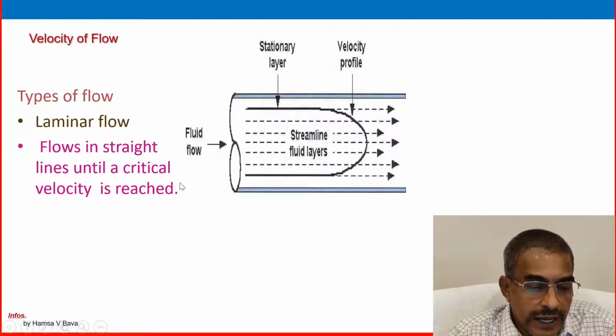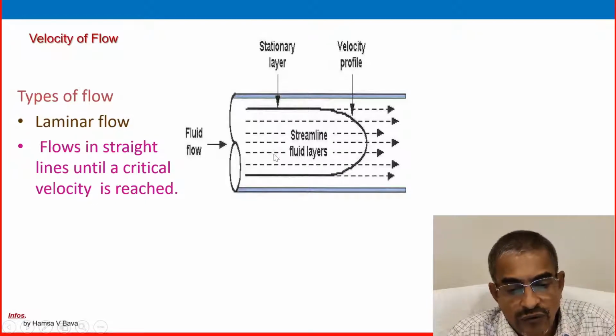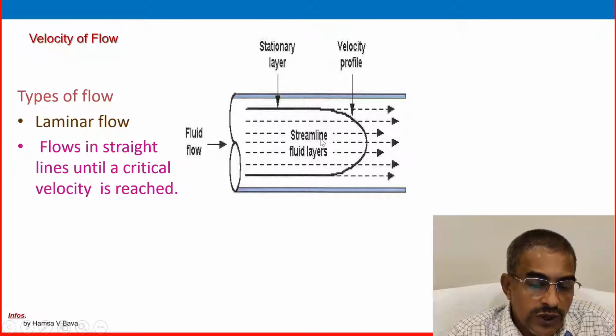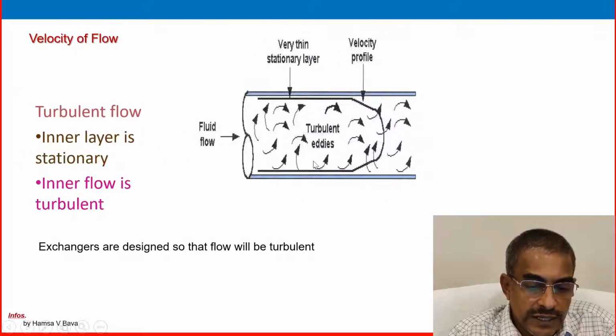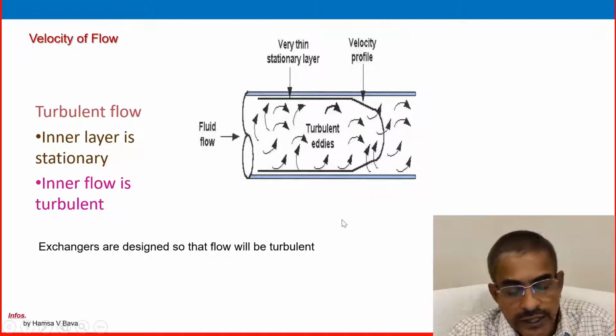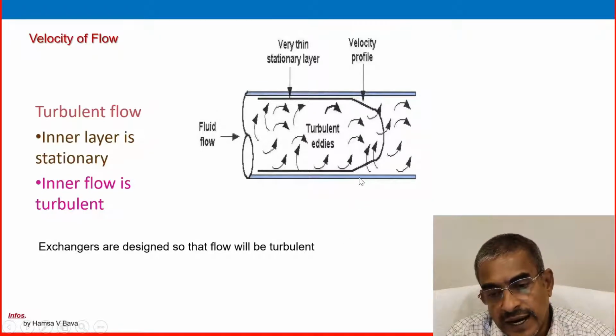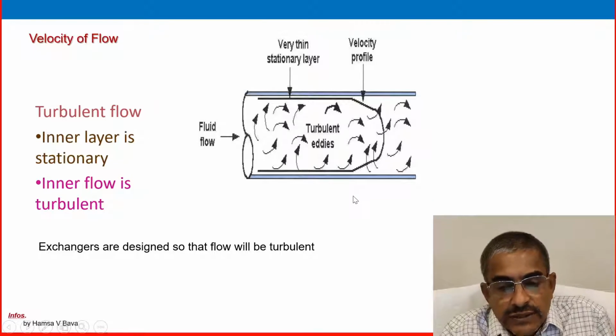For that, this is the laminar flow. Laminar flow is a straight line pattern with very low velocity, so it is not efficient or suitable for heat transfer. For heat transfer, the turbulent flow region is needed. Turbulent flow is determined by the Reynolds number, which is used in heat transfer.